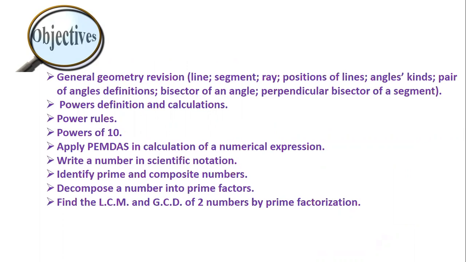In the geometry revision, again, we will revise together the line or the straight line. What is a line? What is a segment, a ray? Then we will study the positions of lines with respect to each other. Then we'll talk about angles, kinds, pair of angles definition. When we talk about pair of angles, what do we mean by this? Then we will talk about the bisector of an angle and the perpendicular bisector of a segment.